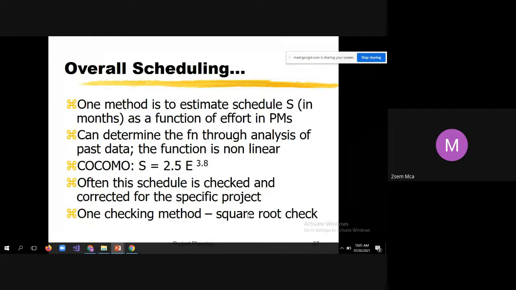One method is to estimate schedule S as a function of effort in person months. PMs means person months.